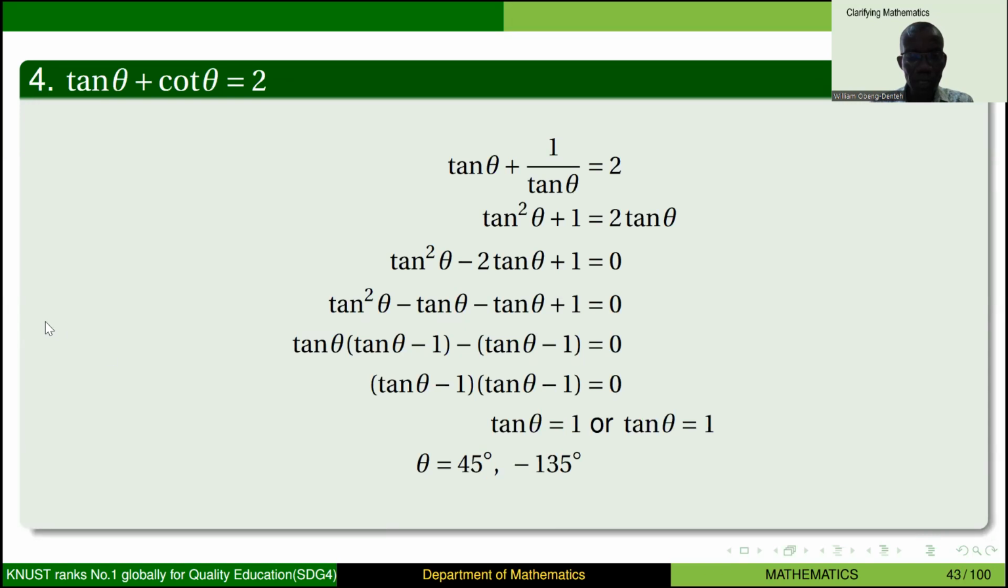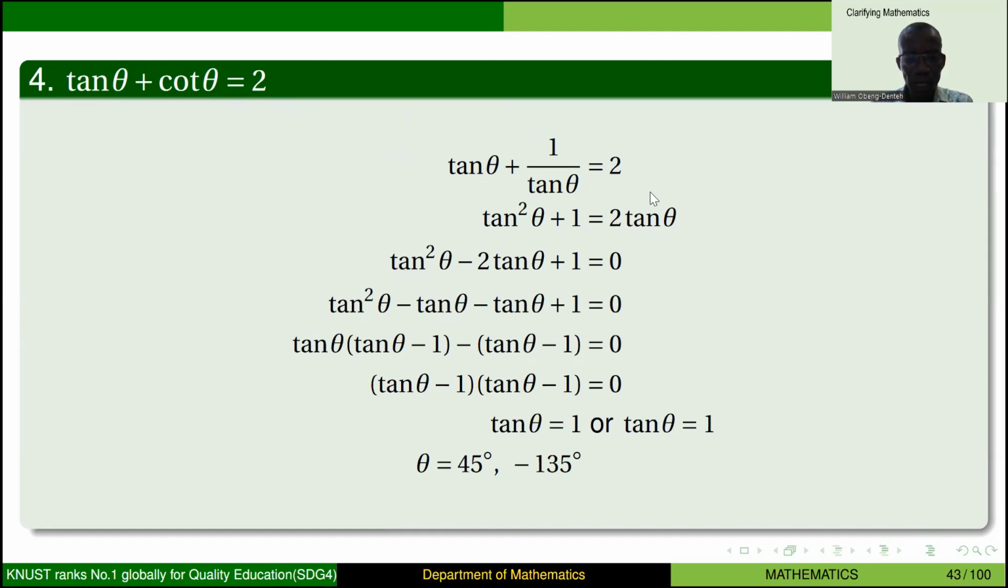The fourth question is tan theta plus cot theta is equal to 2. So tan theta will stay, but cot is 1 over tan theta. So we've been able to convert all of them into tan theta. Now let's multiply through by tan theta. So tan theta times tan theta gives us tan squared theta. 1 over tan theta times tan theta will give us 1. Then 2 times tan theta will give us 2 tan theta. So we get this.